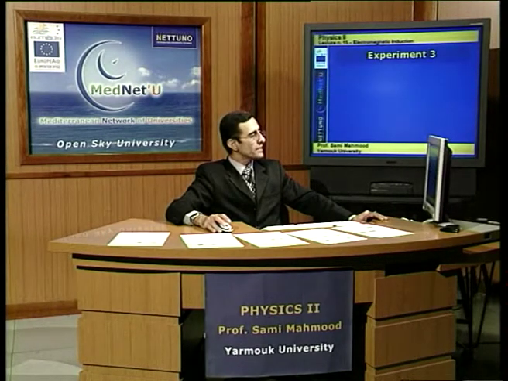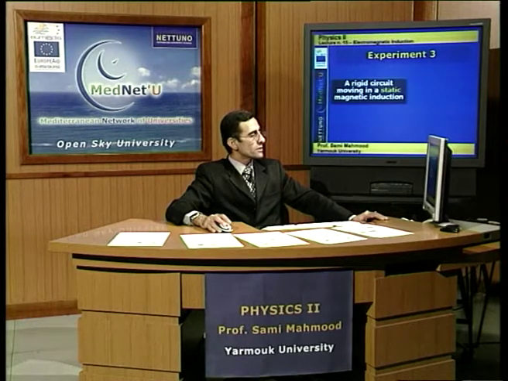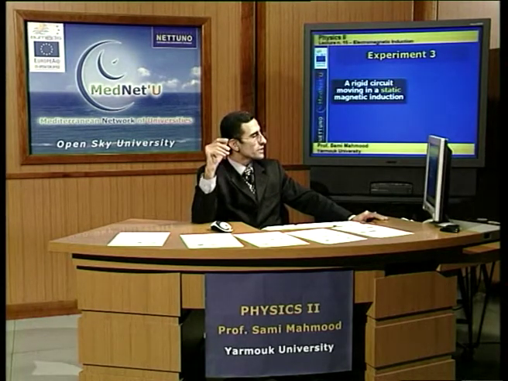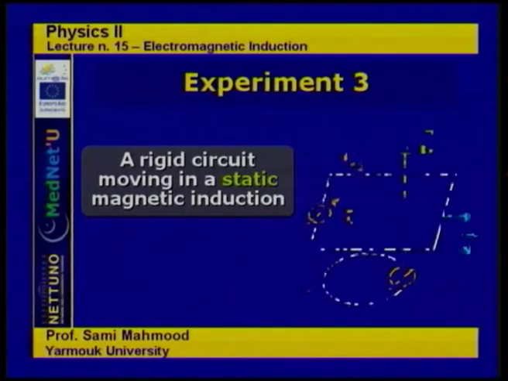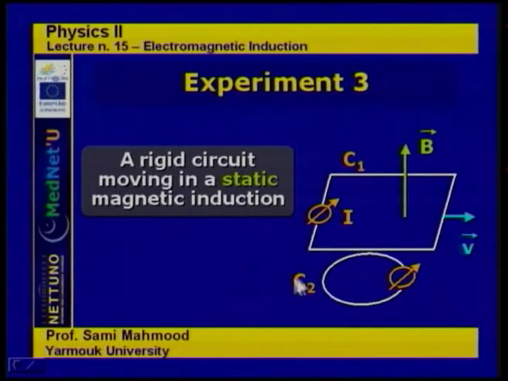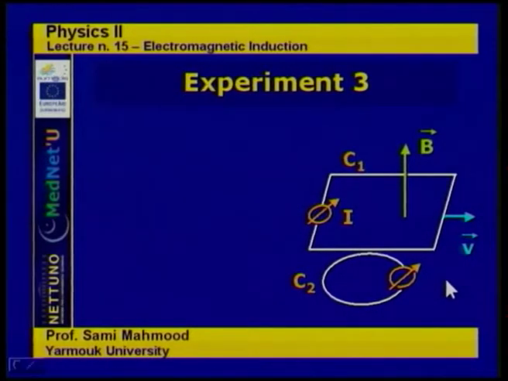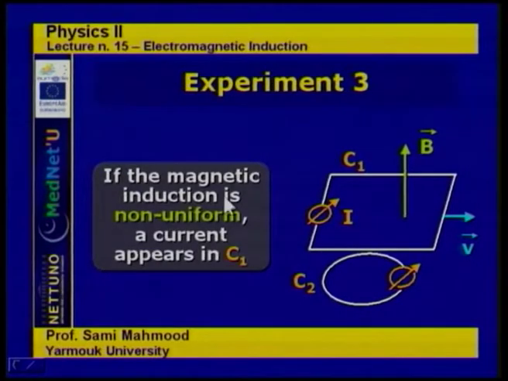And now experiment number 3 is concerned with another set of conditions, which is a rigid circuit. The whole rigid circuit is now moving in a static magnetic induction. So this is a rigid circuit, C1, and C1 as a whole is moving. Now, the area of the circuit is not changing, but it's moving across the space. And now, if the magnetic induction is non-uniform, the results of this experiment is as follows.